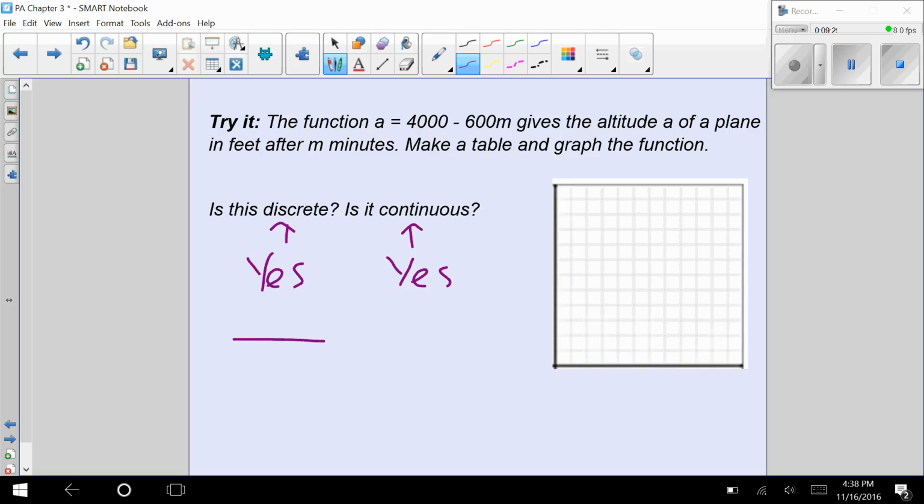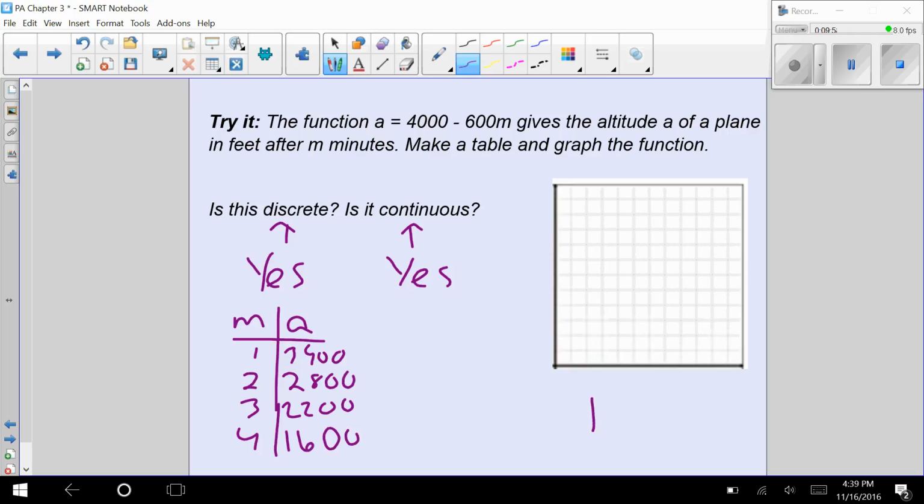That's fine. When we make our table, m is the input, a is the altitude. For m, we'll plug in 1, 2, 3, 4 as usual. Our altitude for 1 is 3,400. Remember, 4,000 minus 600 times 1. Our altitude for 2 is 2,800. For 3, it's 2,200. And for 4 is 1,600.